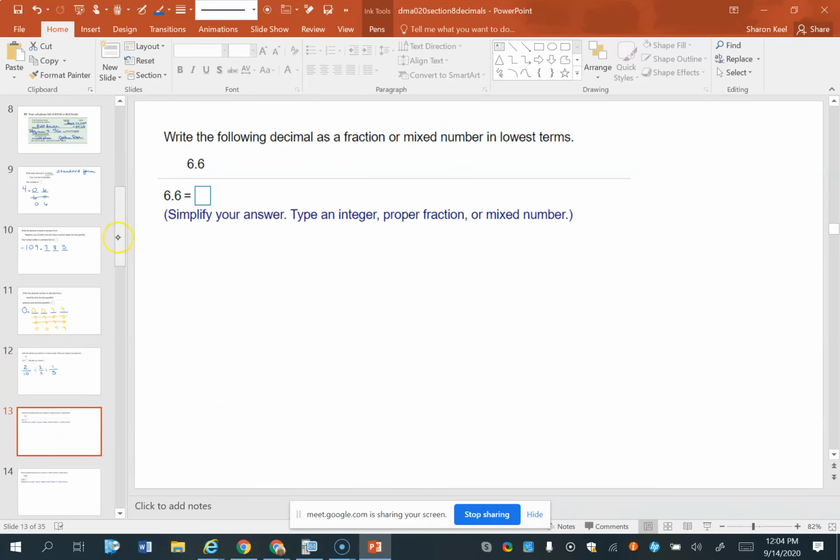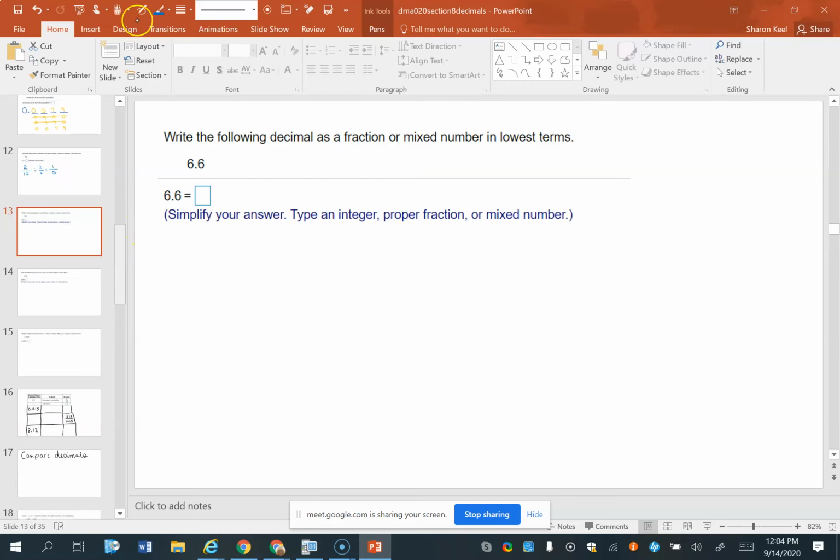Here we want to write, we have 6.6. So this is going to end up being a mixed number, a combination of a whole number and a fraction. So we have 6 and we have 6 over 10. 6 and 10 are both even, they're divisible by 2. 2 goes into 6 3 times, and 2 goes into 10 5 times. So that will be 6 3/5.